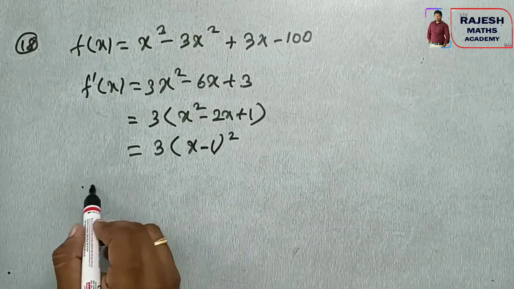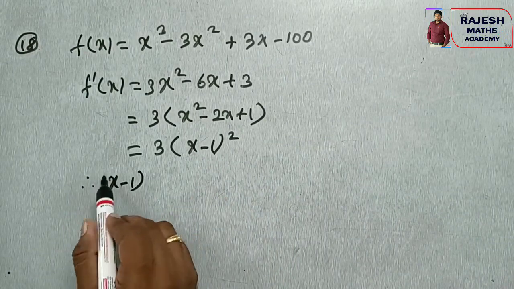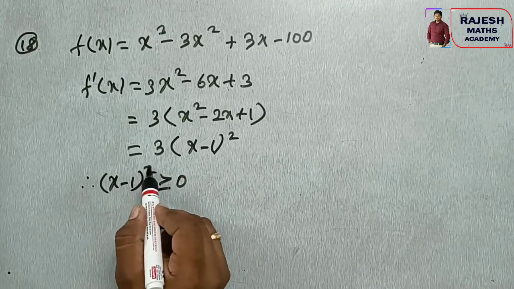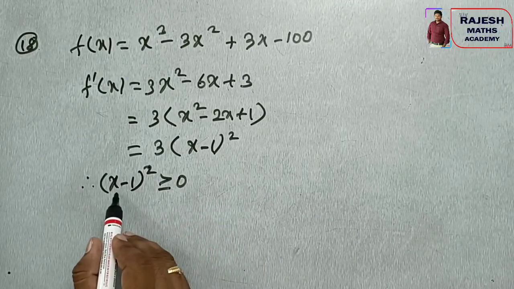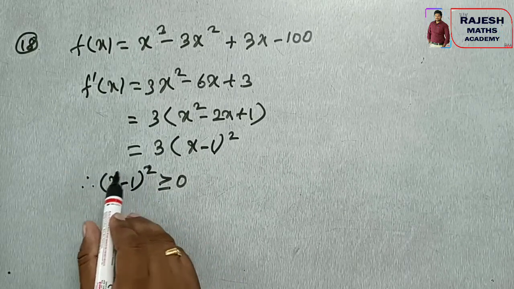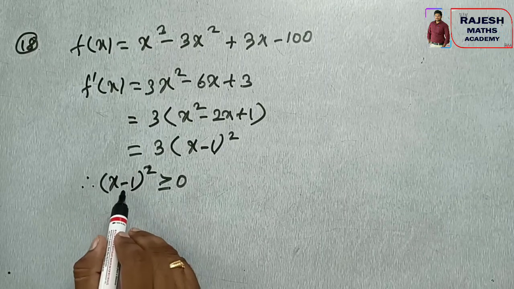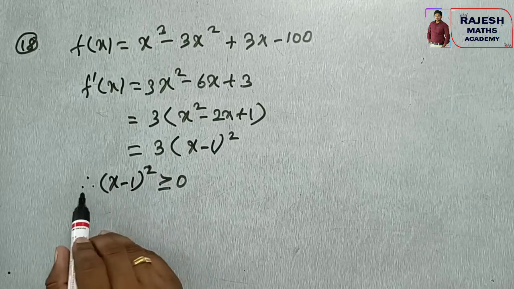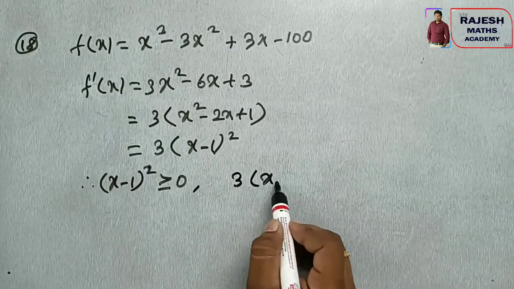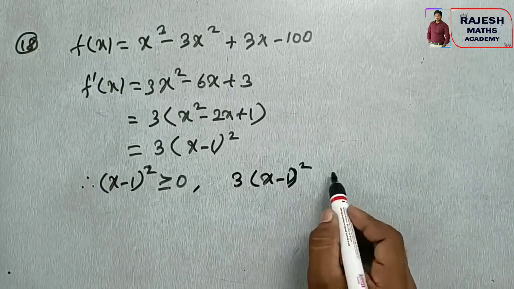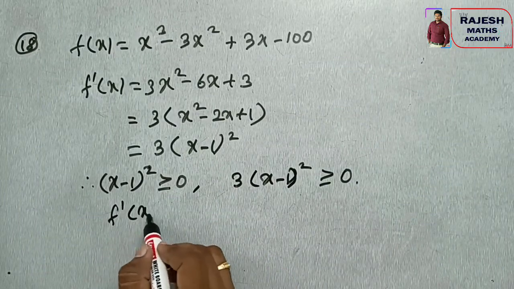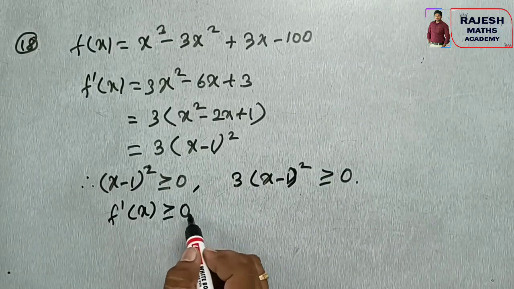So clearly we know that x minus 1 whole square is greater than or equal to 0. Why I am adding equal to 0 means, for x equal to 1, this f dash of x becomes 0. So it will be always greater than or equal to 0. So we can multiply 3 before. So 3 times x minus 1 whole square is always greater than or equal to 0. So I am getting f dash of x is greater than or equal to 0.